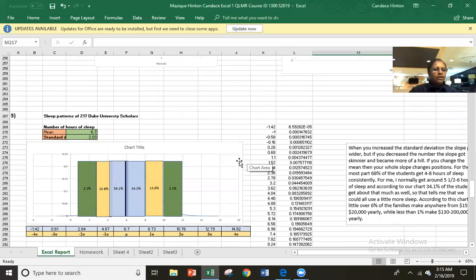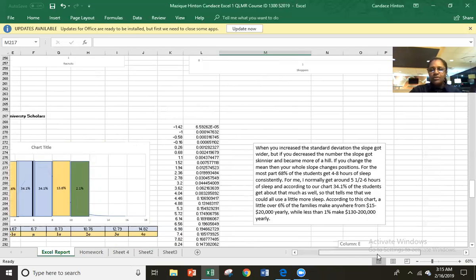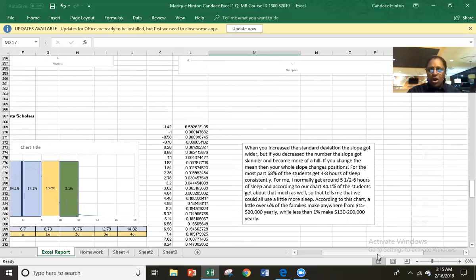Here we have a study of sleep patterns of 217 Duke University scholars. Here you see our slope, and here is what my sleep pattern figures to be. When you increase the standard deviation, the slope got wider, but if you decrease the number, the slope got skinnier and became more of a hill. If you change the mean, then your whole slope changed positions.